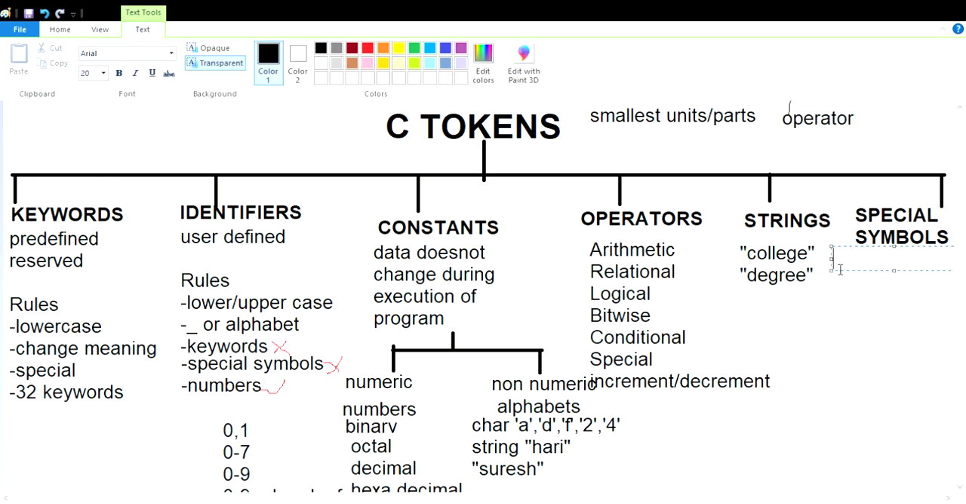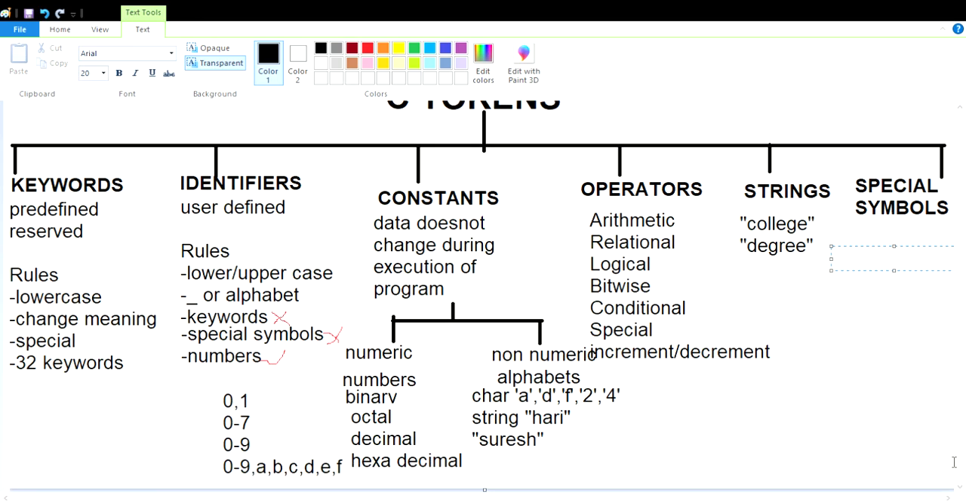And when coming to the last one, that is special symbols. What is meant by special symbols? We will see what special symbols we are using. These are called as what? Round brackets. These round brackets are used for functions or methods, for creating or writing any functions. So we will use the round brackets.